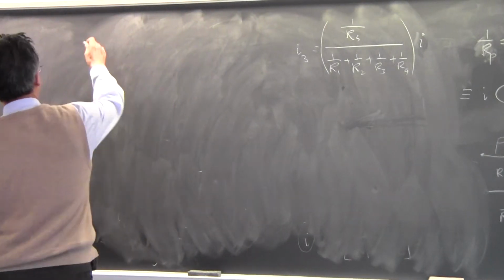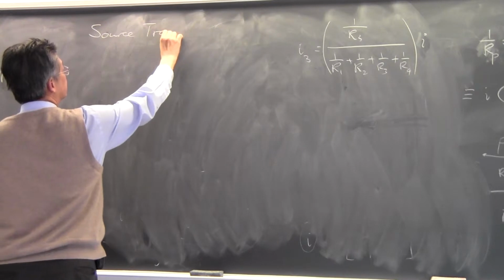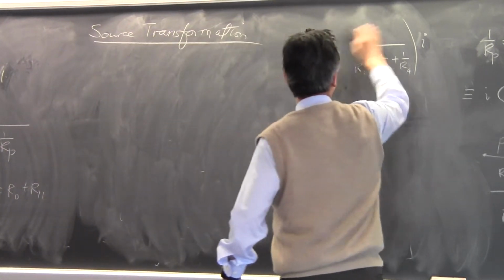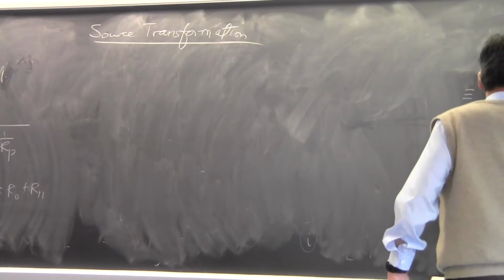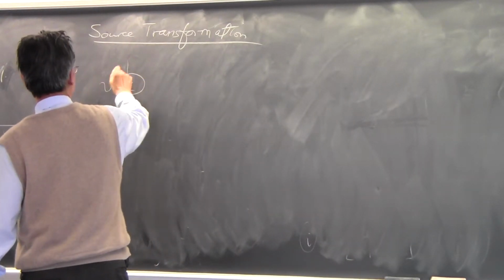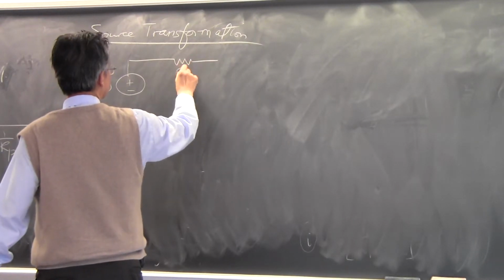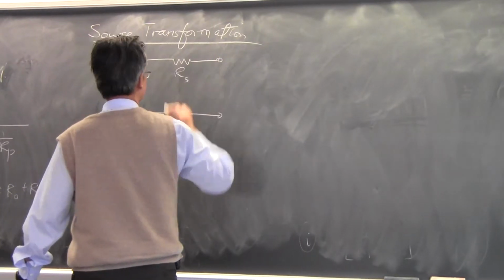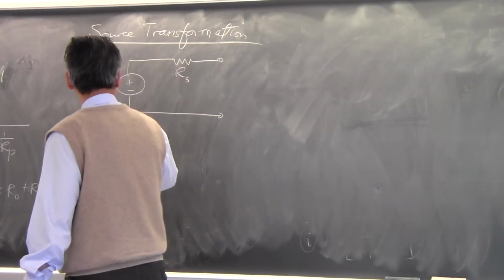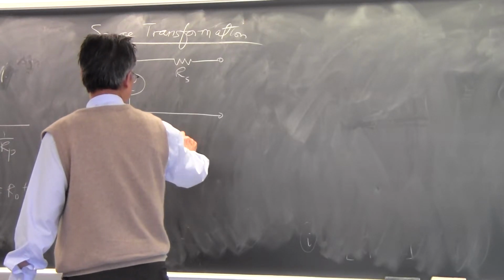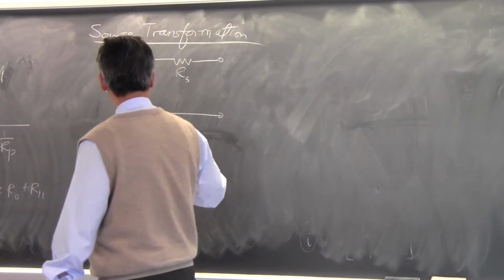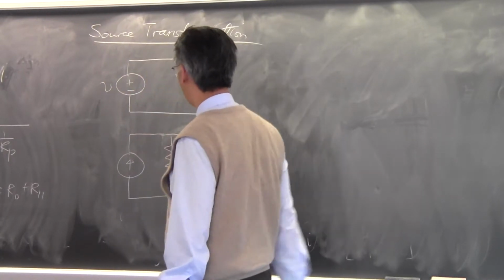So the next thing I'd like to talk about is source transformation. So we have two kinds of sources. One being a voltage source. Let's say that this is my voltage source. Okay? And the other one being a current source. And the current source will look something like this. And then let's call this RS prime to begin with. We don't know if RS prime should be RS.